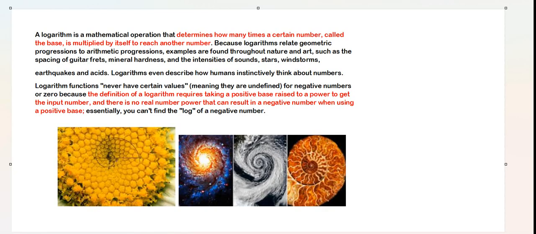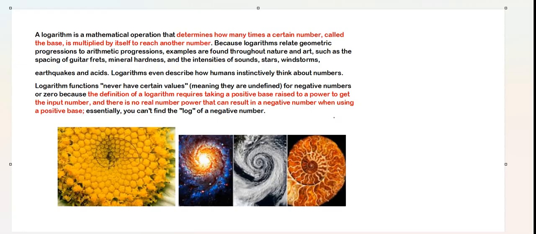Here's some examples of some patterns that can be found in nature. This is a flower, I suppose, sunflower. I'm not quite sure, but anything that has this sort of spiral pattern like that. Here's a storm, and here it is in a seashell. But those are just some examples of where we see these things in real life.